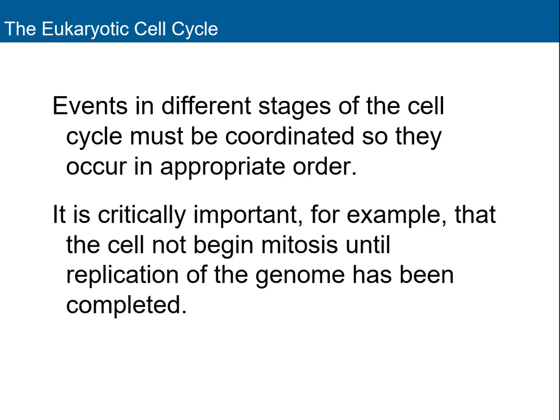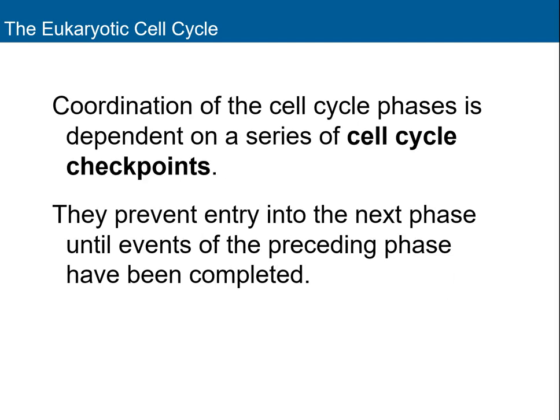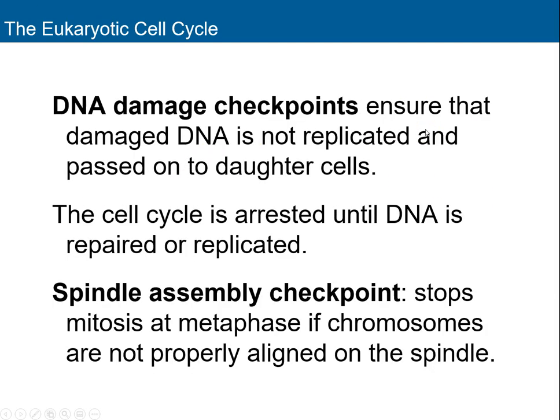All right. So just to distinguish why we're calling these something different and talking about them a little bit separately, okay? Again, this is all about coordinating those phases, making sure they're happening in order, and making sure everything that was supposed to happen during that phase did happen before it moves on to the next one, okay? So that's what this is saying. They prevent entry into the next phase until events of the preceding phase have been completed. If those events have not been completed, it is important that the cell does not move into that next phase, okay? So these are cell cycle checkpoints here.